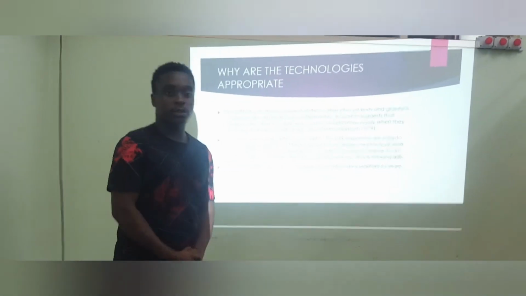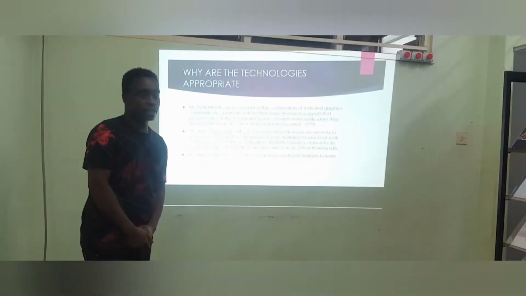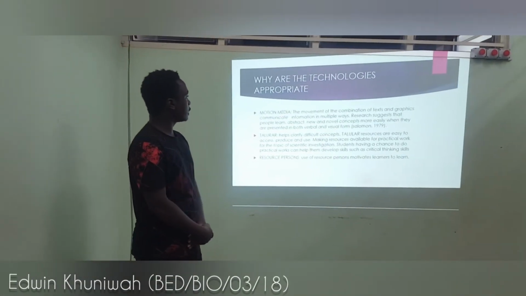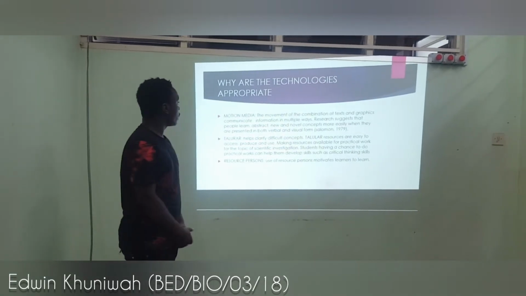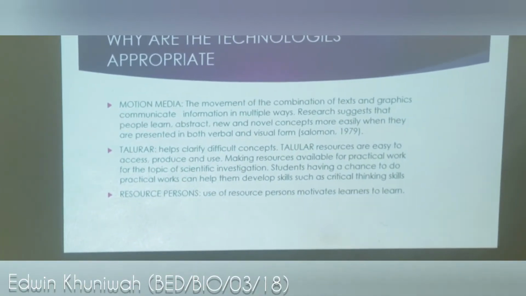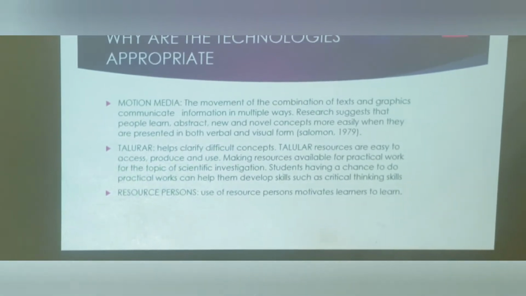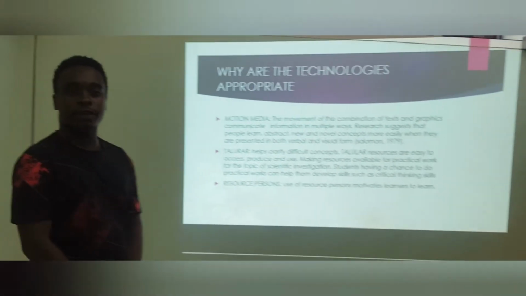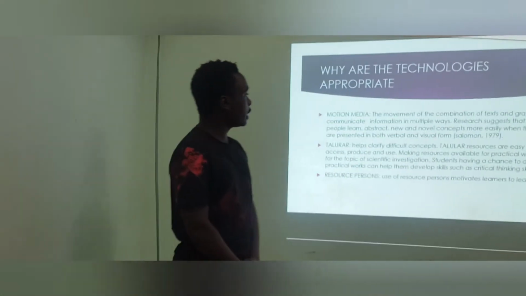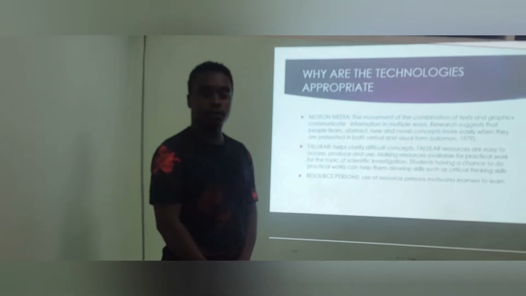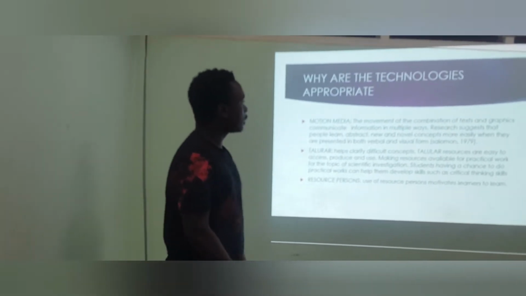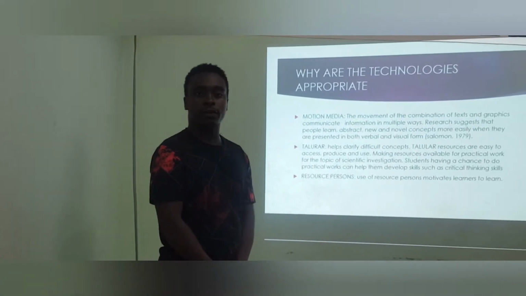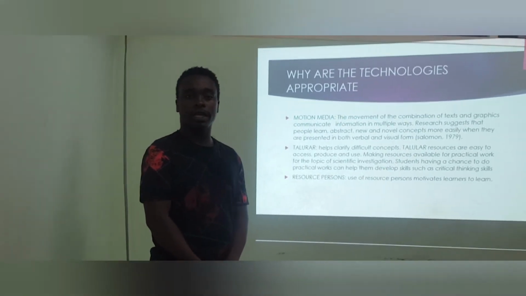Alright, thank you. So I'll continue from where my colleague stopped. With me, I'll look at why the technologies selected are appropriate. So the first thing we'll look at is motion media. The combination of movement, text and graphics communicates information in multiple ways. As you know, learners have different styles of learning. Some understand better through listening, while others understand better through seeing. So the motion media is composed of both audio and visual. As a result, students learn better.